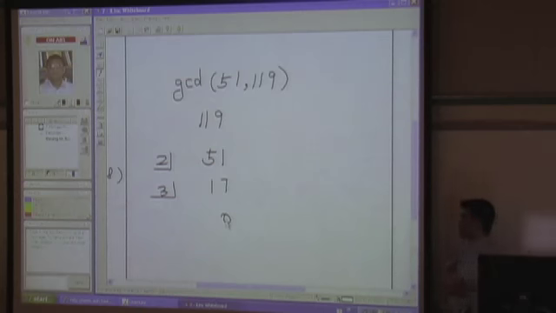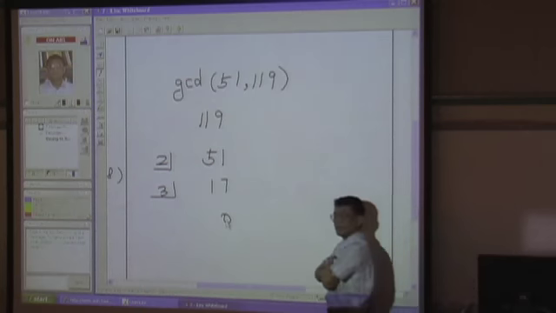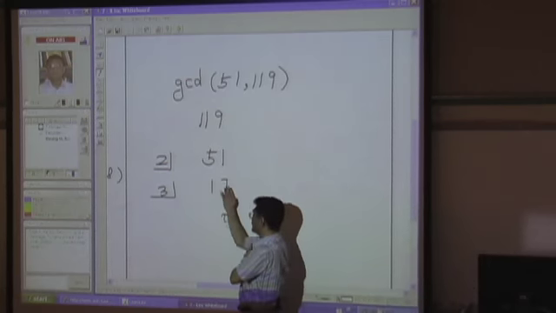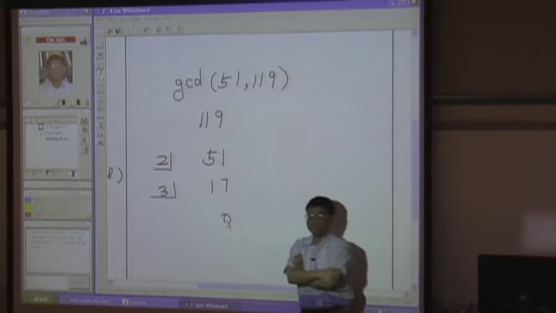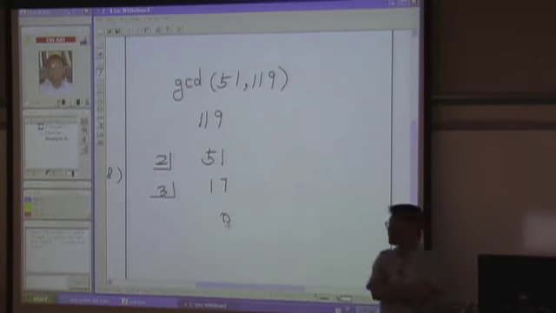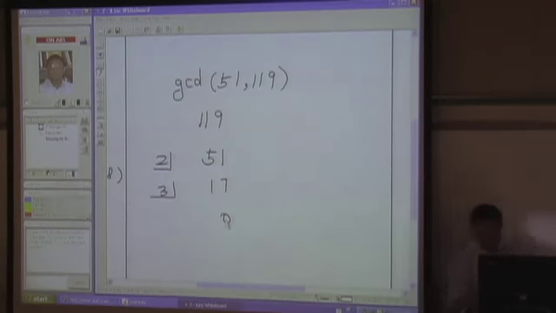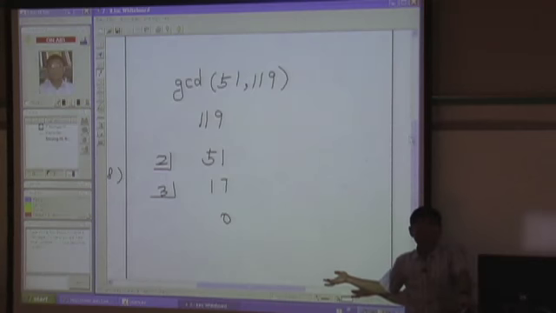So because of this reason, what is the GCD? 17, right? So something above 0 is the GCD. Any questions? Do you need more examples, or do you want to continue? Let me know. Do you need more examples?